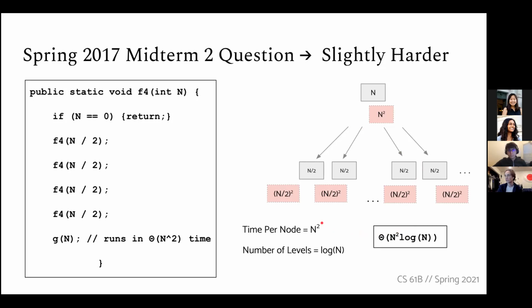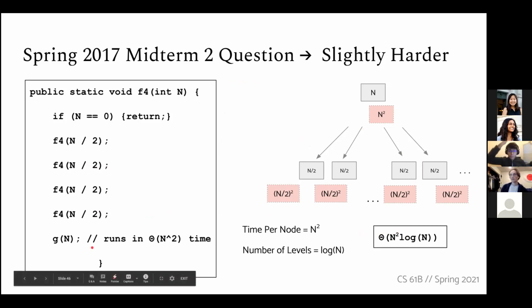So if anyone has any questions, you can unmute right now. I think there's also a lot of great chat in the chat. But is anyone confused at any part of this? How was the g of n factored into this?